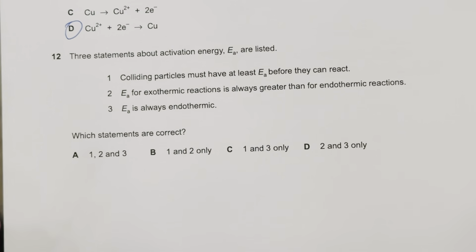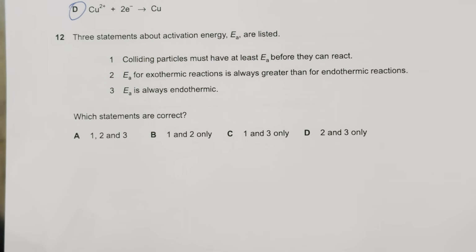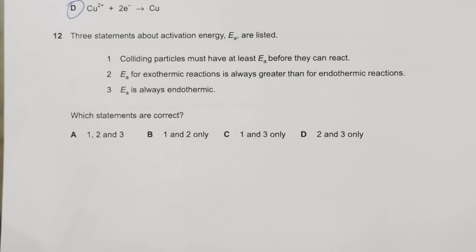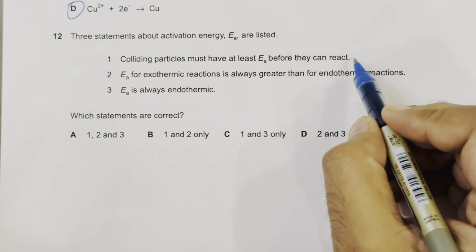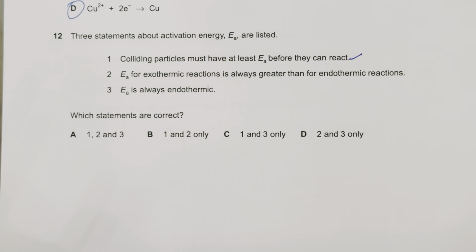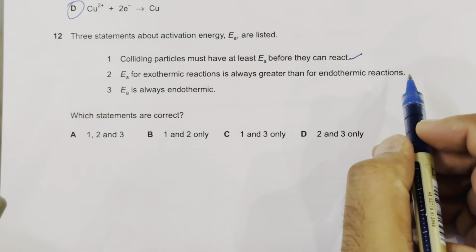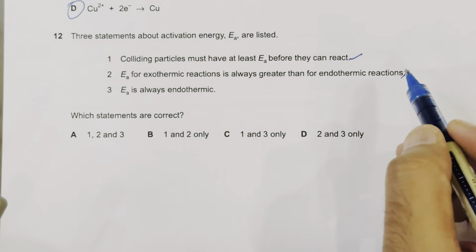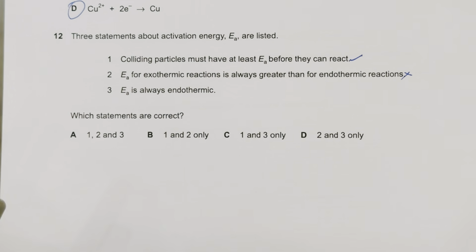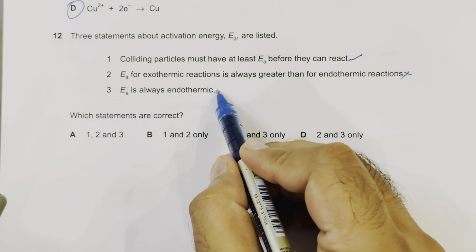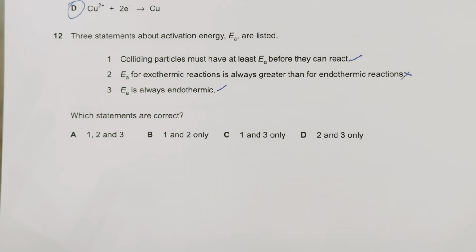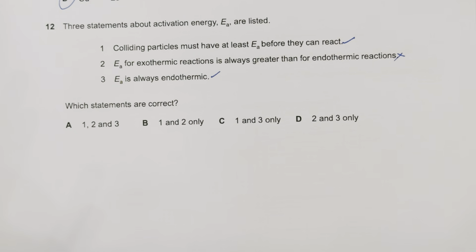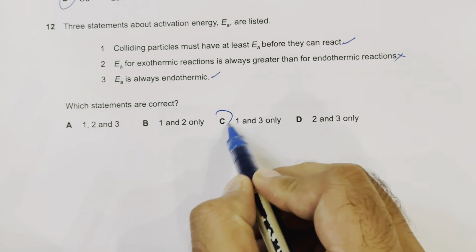Moving to question number 12, three statements about activation energy are listed. Colliding particles must have at least activation energy before they can react. This is the right option. Option number 2, Ea for an exothermic reaction is always greater than for an endothermic reaction. So we cannot say this, so this is the wrong option. Activation energy is always endothermic. Yes, these statements are correct related to activation energy. So option number 1 and 3, that's why C is the right option.